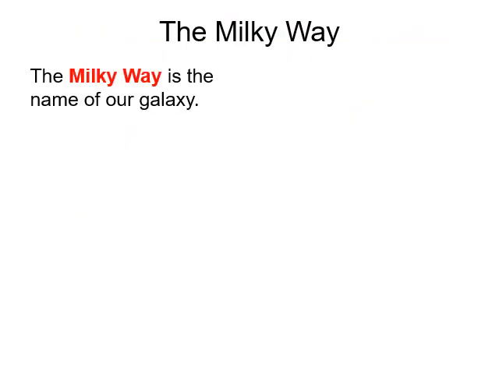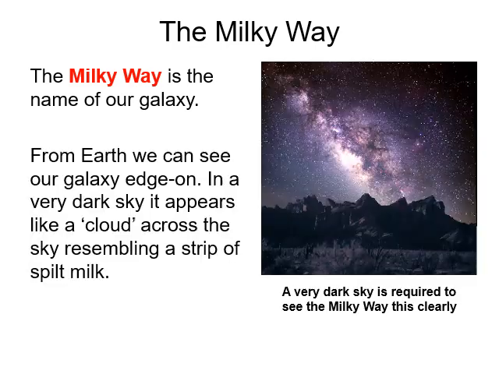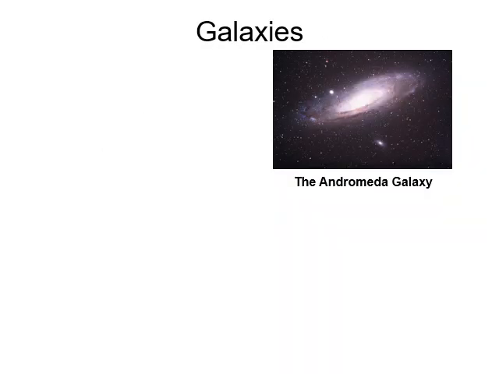Now let's look at our galaxy, the Milky Way. The Milky Way is the name of our galaxy, I've just said that. Okay, and that's what it looks like, very pretty. Okay, so if you're on a very dark sky, which you can get in Malaysia, because there's not much light pollution, at least at this part of the peninsula, you can actually see the Milky Way. And from the Earth, we see it basically edge on. In a very dark sky, it appears like a cloud across the sky, resembling a strip of spilt milk.